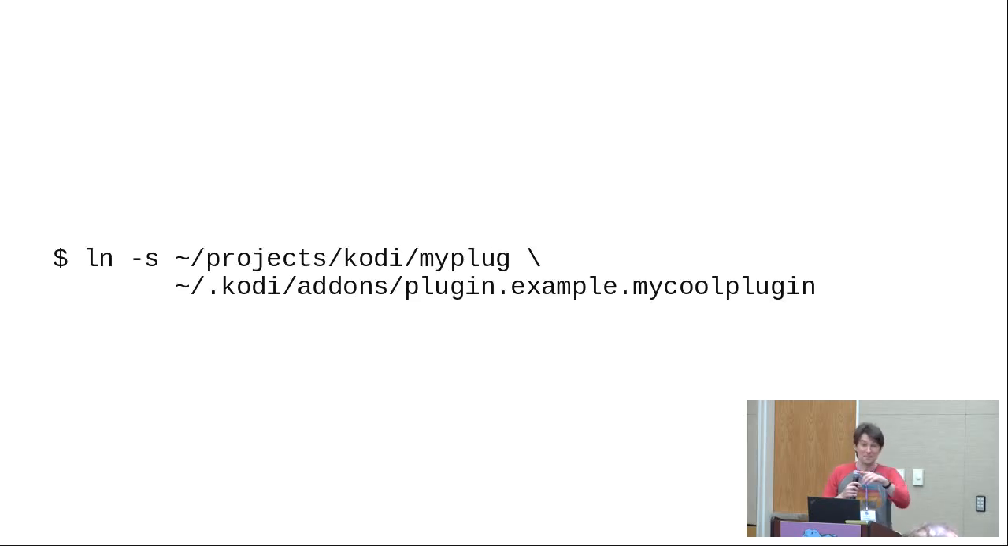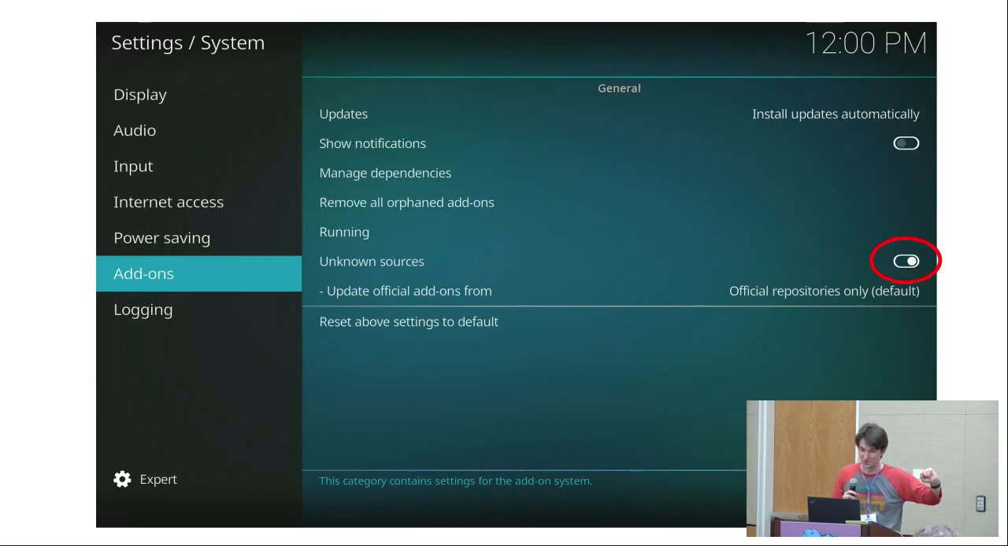Rather than bundling everything up into a zip and installing it, and then having to do that again every time you want to update, you can just symbolically link your source code into the Kodi add-ons directory. You get live updates essentially for free. Everything just runs and it reevaluates your script. I definitely recommend doing that as you're developing. You will have to turn on unknown sources because there's some kind of signing procedure, but it's one toggle to switch to install your own code.